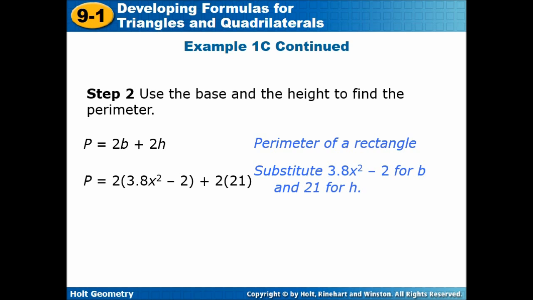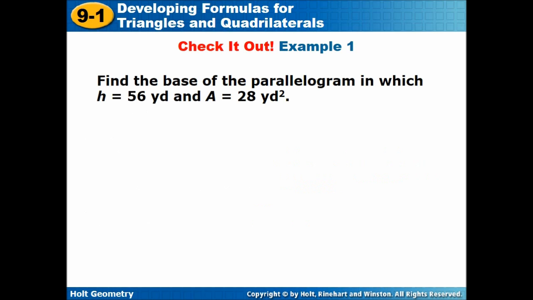All right. So all we have to do is simplify here. Multiply both the base and the height times 2. When we do that, we get the perimeter equals 7.6x squared plus 38 centimeters. And that's all we need to do to find the perimeter.